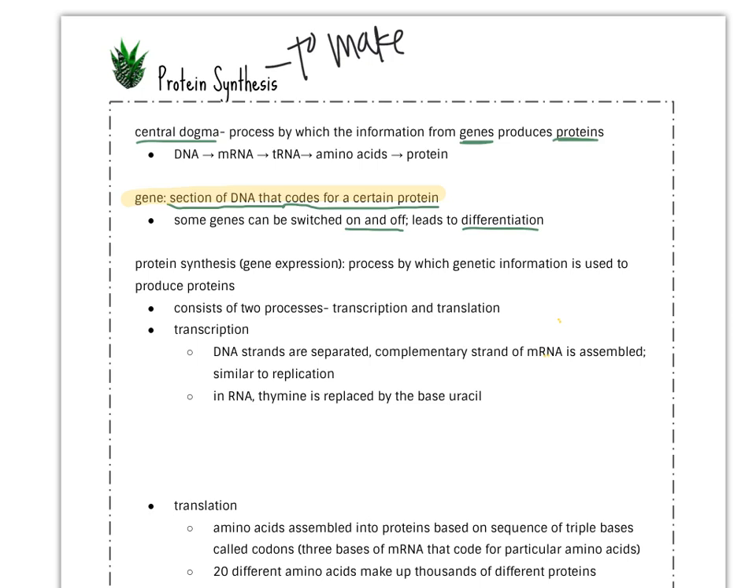So, protein synthesis we will talk about, otherwise known as gene expression. I might refer to it as both. You never know. But it's the process by which genetic information is used to produce proteins, because synthesis means to make. So what are we making? Proteins. And protein synthesis consists of two processes, transcription and translation. Protein synthesis begins with transcription, and obviously then translation comes.